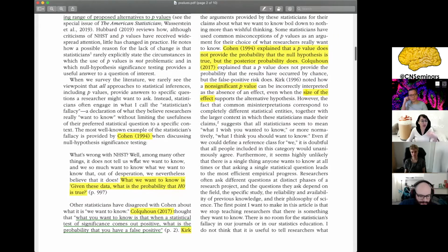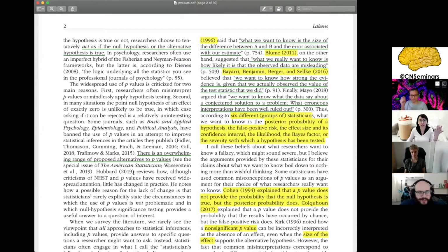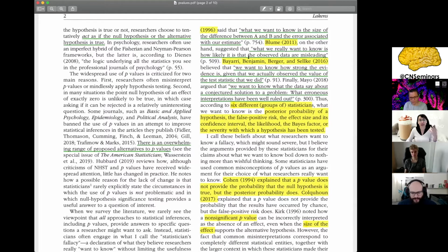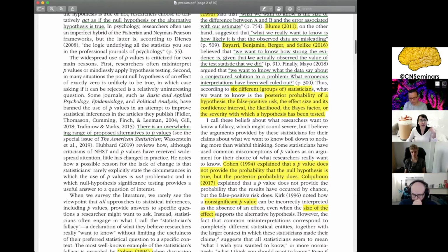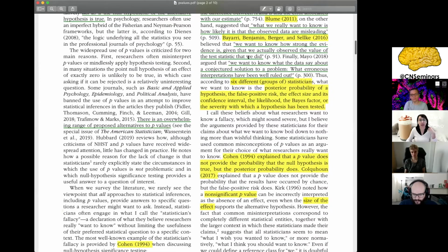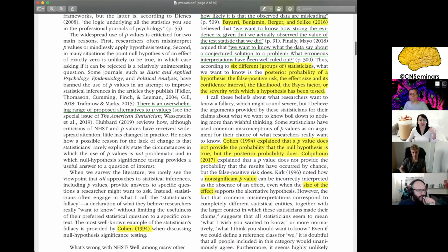But if you are asked about the false positive, the probability of our hypothesis in general, the effect size of the difference between the two hypotheses A and B, or how likely the observed data are in agreement with our hypothesis, or how strong this evidence is, what erroneous interpretations can we make? All these questions seem to be beyond the p-values and are more related to the posterior probability of the hypothesis, the false positive risk, the effect size, the confidence interval, or the likelihood, also the Bayes factor, so the ratio of the likelihoods. These are other tools that can answer these questions.